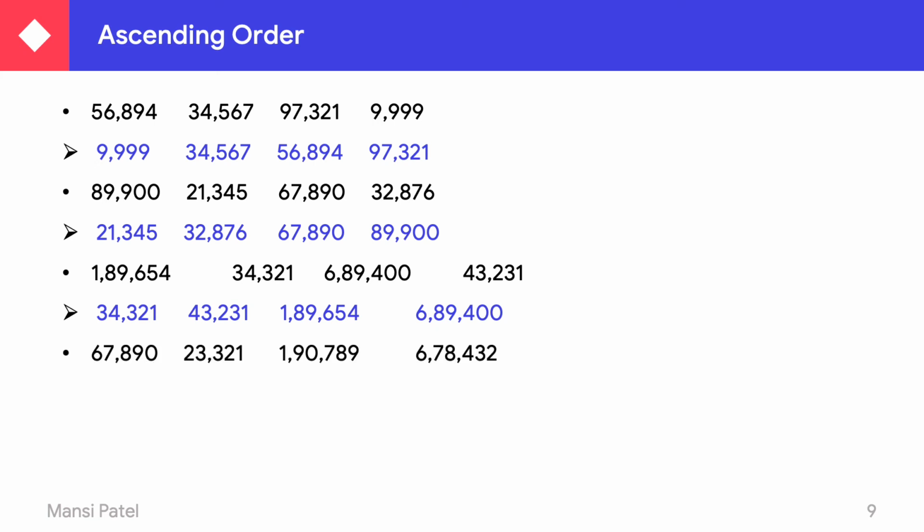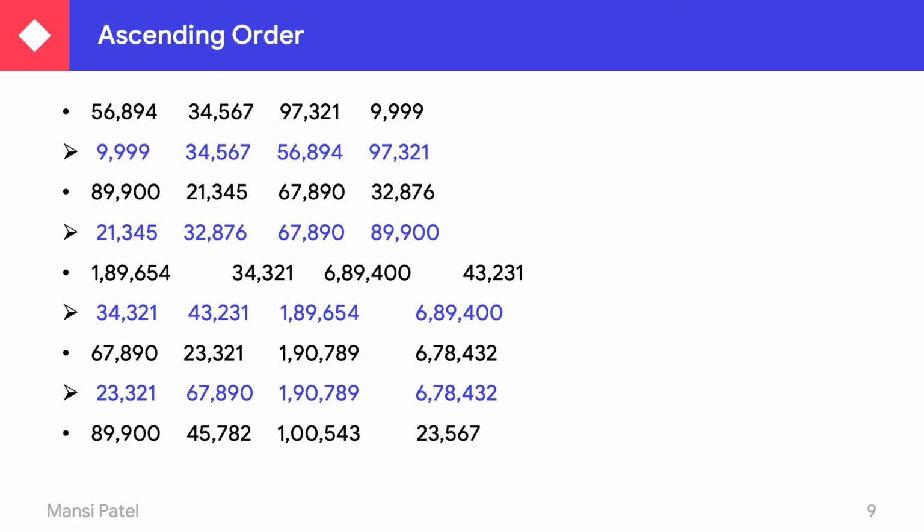Next, here 23,321 is the smallest. After that 67,890. Then after that 1,90,789 and then 6,78,432. That is the answer.